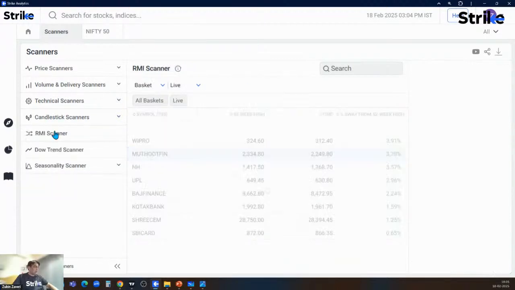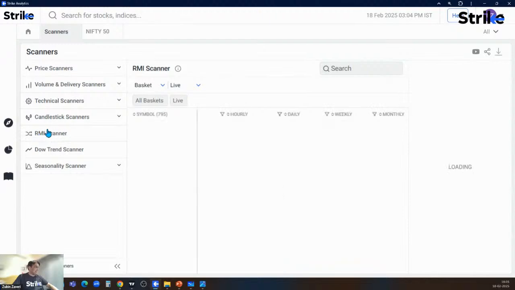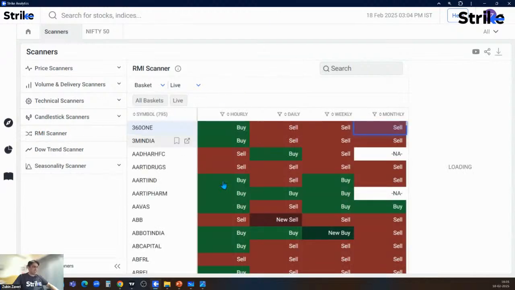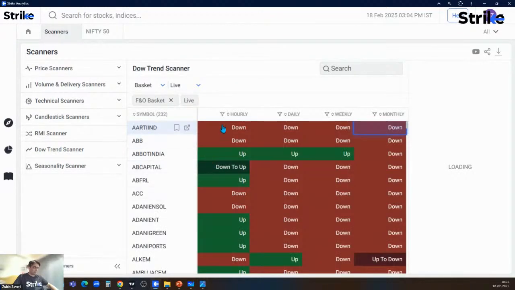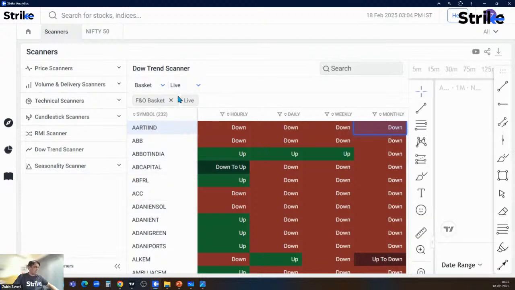Then there is the dedicated RMI scanner, which the screen looks something like this. And we also have the Dow Trend scanner, which looks something like this. And then there is another kind of scanner called the seasonality scanner. We'll talk about that in a later webinar.